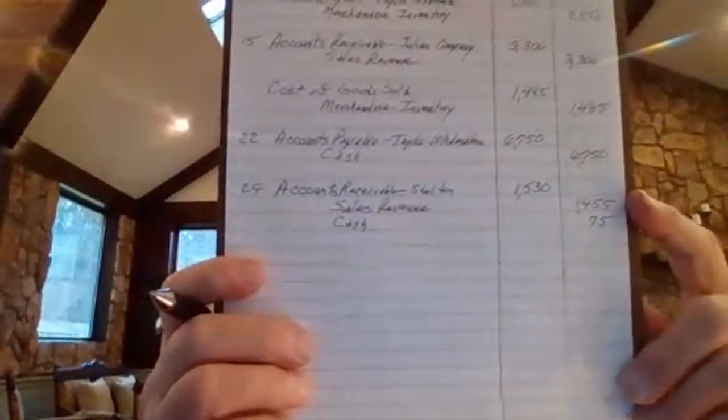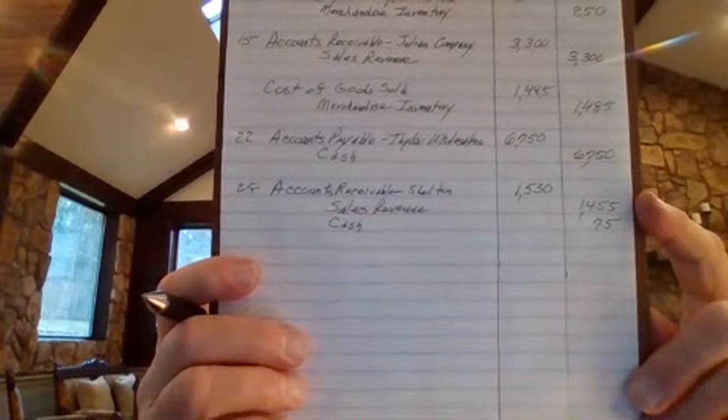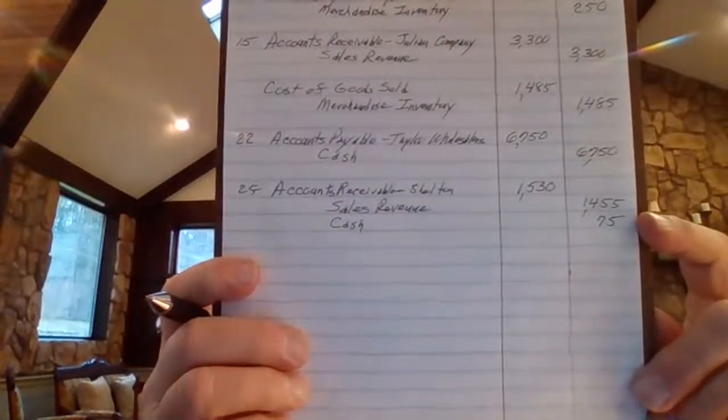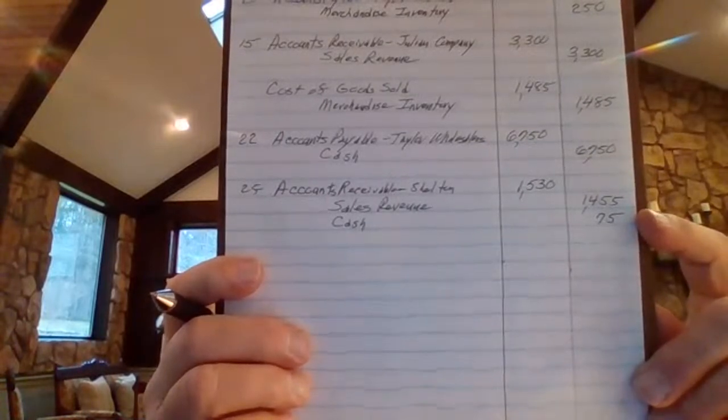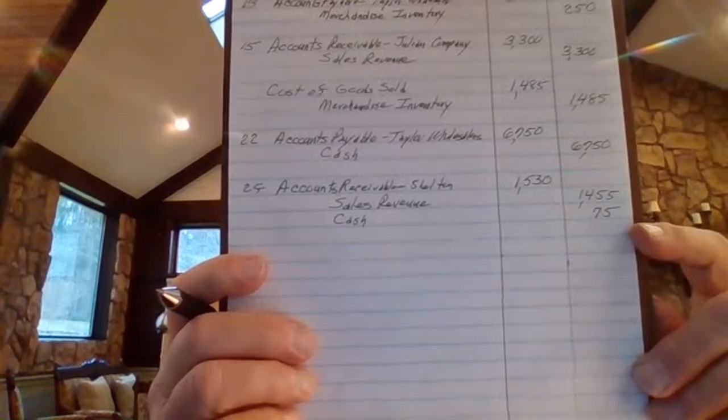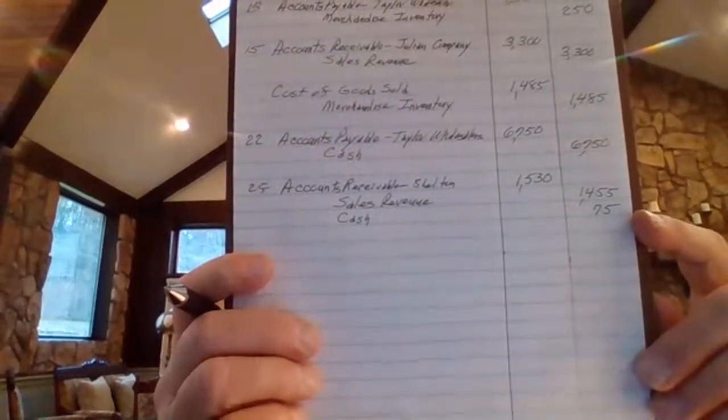All right, so now we have to also put in the fact that we paid the freight. So there's the complete entry. The receivable that Shelton owes us, $1,530, of which $1,455 is sales revenue, and $75 was the freight that we paid for them. We paid the freight, so we credit cash $75.